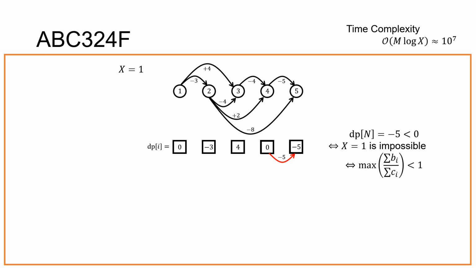We hope the value is at least 0, so this means that x equals 1 is impossible. This indicates that the answer to the problem is much smaller than 1. We must make the value of x smaller and do the same algorithm. But this ends with logarithmic time by binary search. This ends the explanation of problem F.